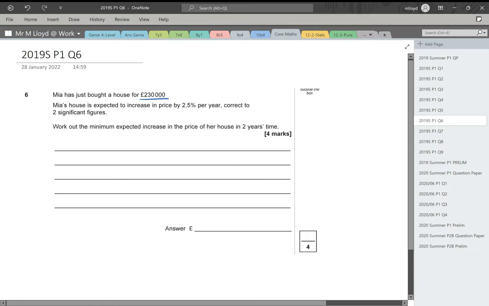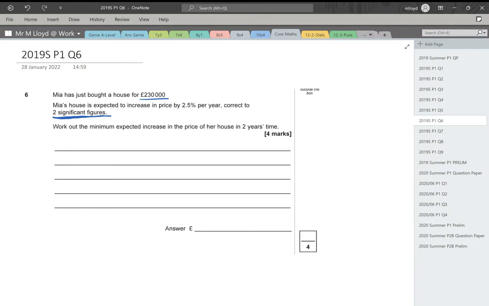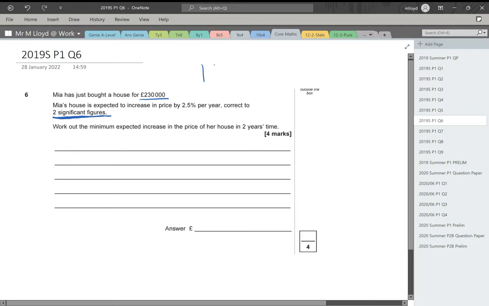Mia's house is expected to increase in price by 2.5% per year, correct to two significant figures. This is a nightmare. It's something that I didn't think came up. I know that my class really struggled with this one in the past, but the correct two significant figures is saying we have a bounds question. So we need the lower bound because it said work out the minimum expected increase in the price of her house in 2 years' time.